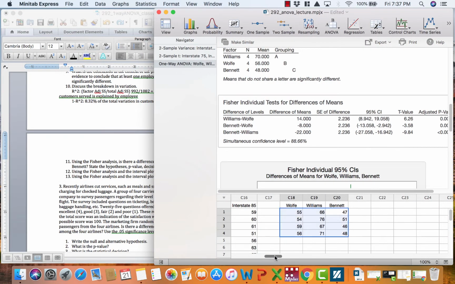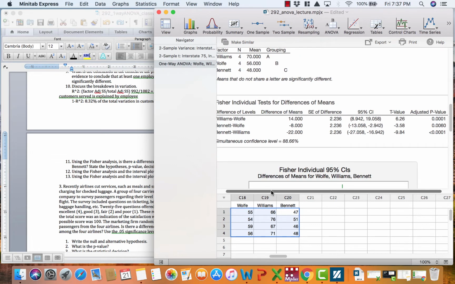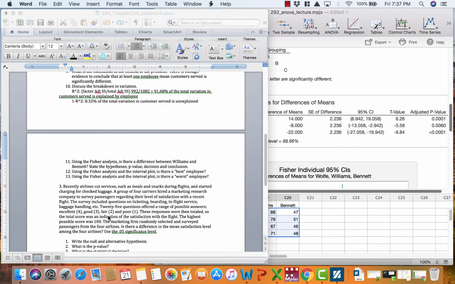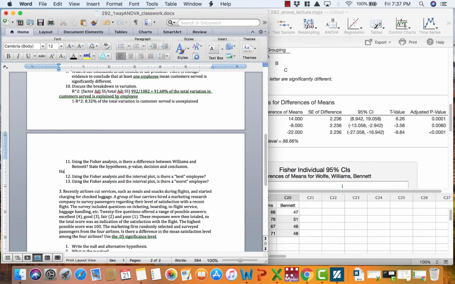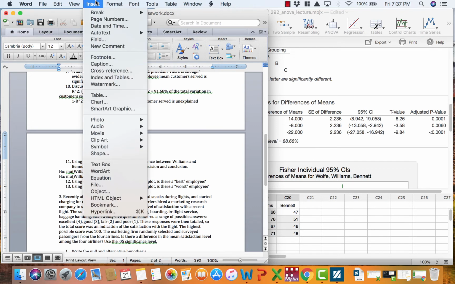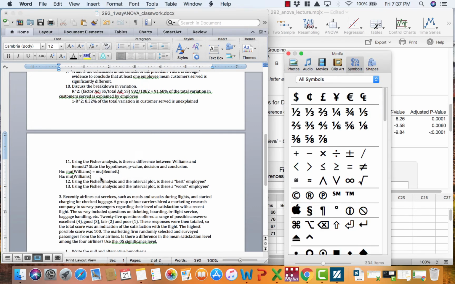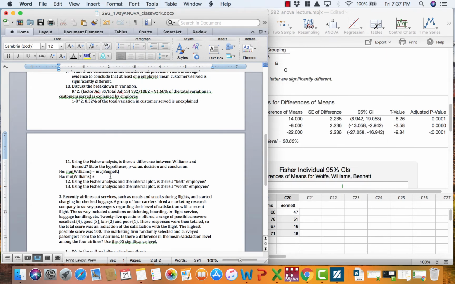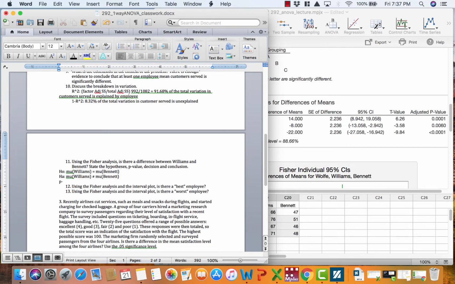All right, so we take a look at Williams and Bennett. That's the last one here, and we see that p-value. So we're going to have the null hypothesis mu Williams equal to mu Bennett, versus an alternative of mu Williams not equal to mu Bennett. The p-value is less than 0.001.